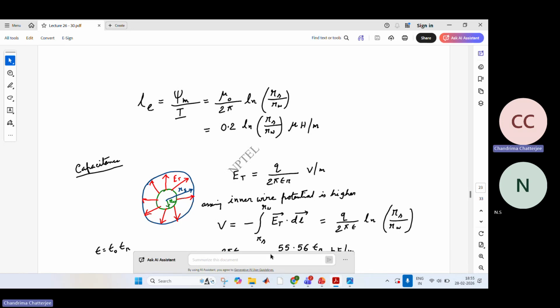And again, we get a logarithmic relationship here. And how do we find out capacitance? By Q by V. Capacitance is equal to Q upon V. So Q cancels out and we get 2 pi epsilon by ln Rs by Rw, right?